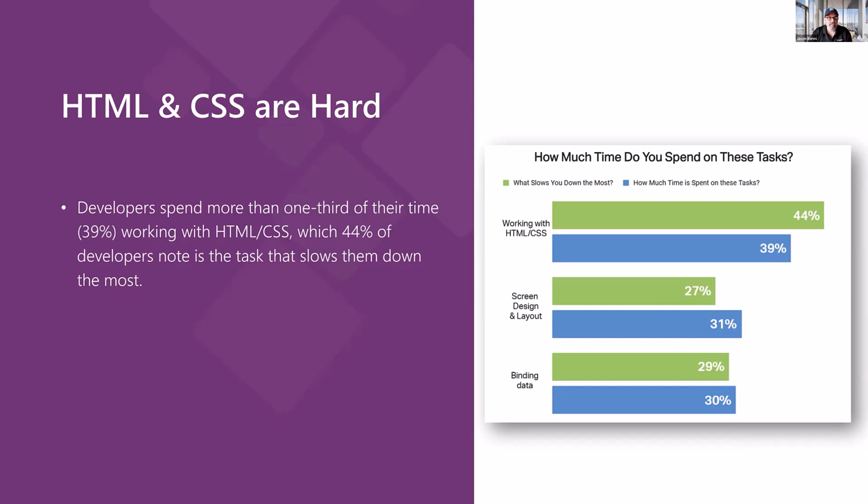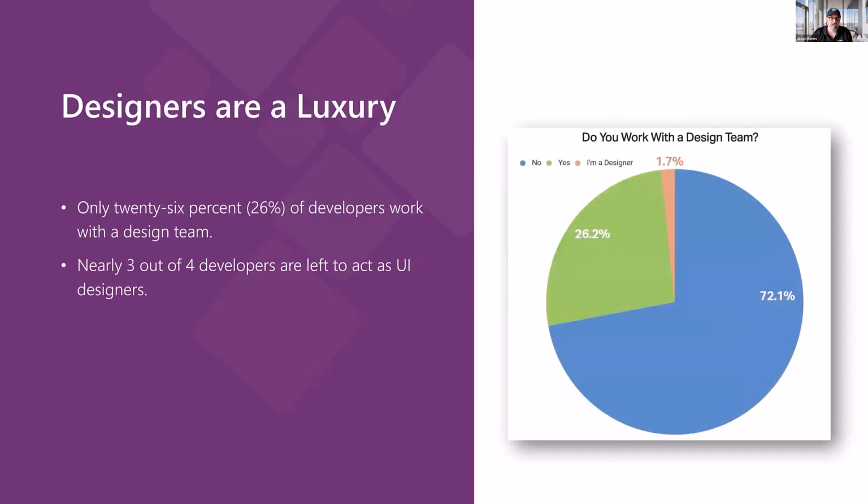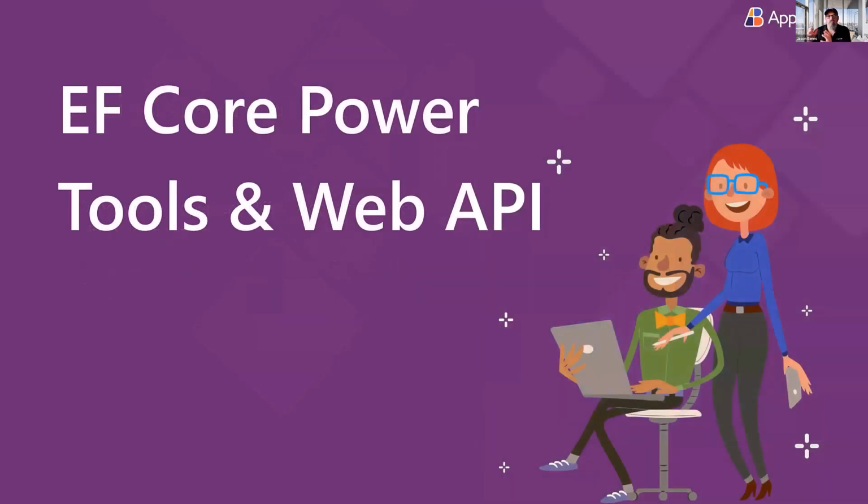Everything's about productivity. Today's about productivity. EF Core Power Tools are about productivity. So how can you cut down on things that you spend time on that you shouldn't really be spending time on? And of course, we all know designers are a luxury. Only 26% of developers work with the design team. Nearly 3 out of 4 developers are left to act as UI designers, which is part of the problem. So with App Builder, we automate all this for you. That's what you'll see a little bit of today.